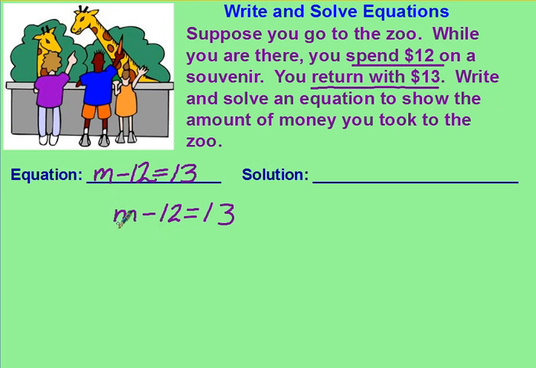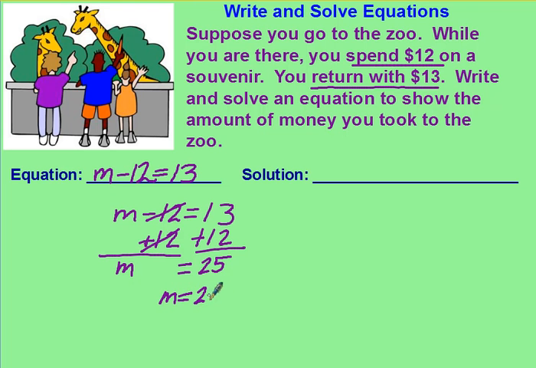So you want to isolate your variable. M is being subtracted by 12, so we want to add 12. What you do to one side, you need to do to the other, so add 12 to both sides. Positive and negative 12 cancel each other out, and M equals 25. So use your math to help you actually answer the question. How much money did you take with you to the zoo? Well, you took with you $25.